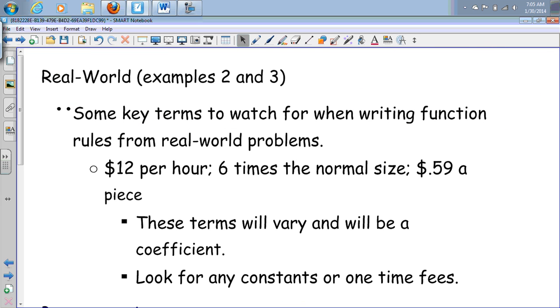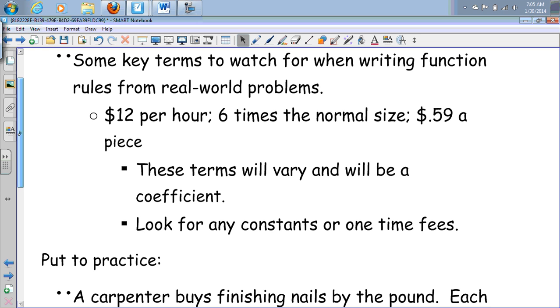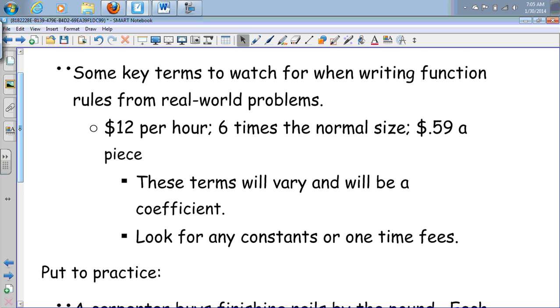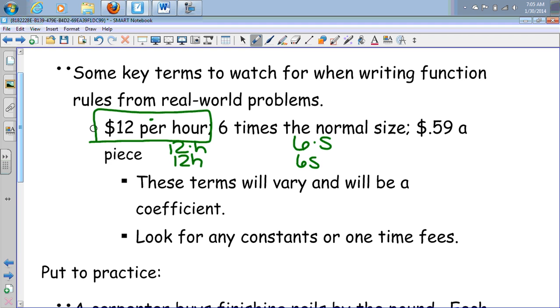Moving on quickly to our next page, I want you to look at some key terms to watch for when you're writing functions, if you get a real-world problem. If you see something like $12 per hour, you would write it as $12 times every hour, or 12h. 6 times the normal size, or 6s.